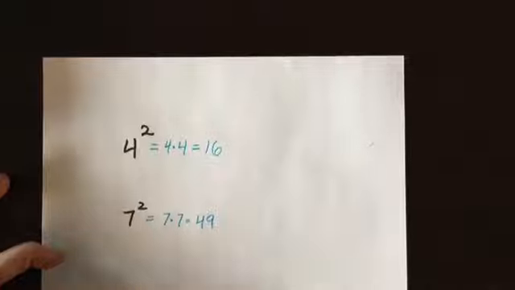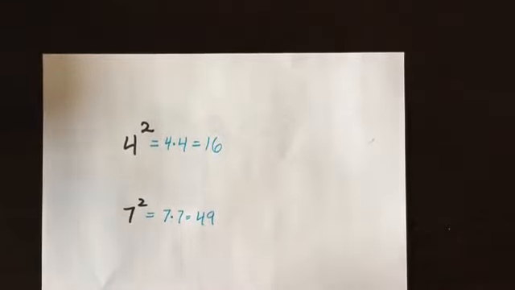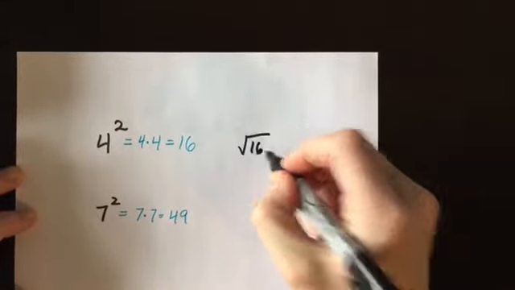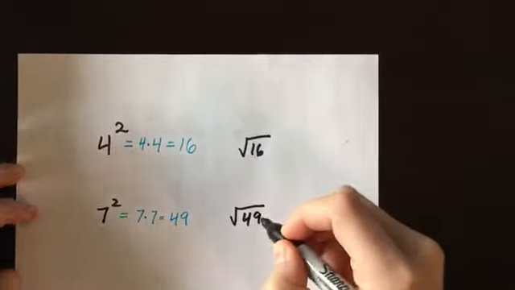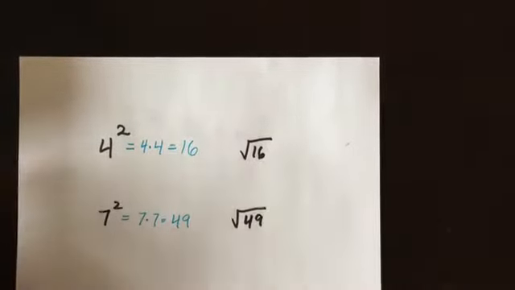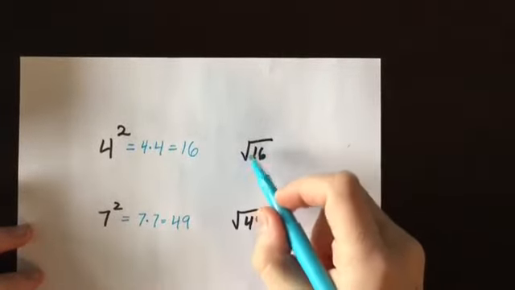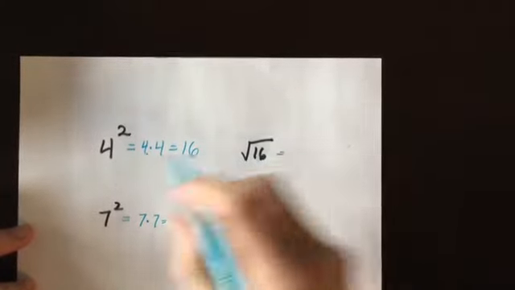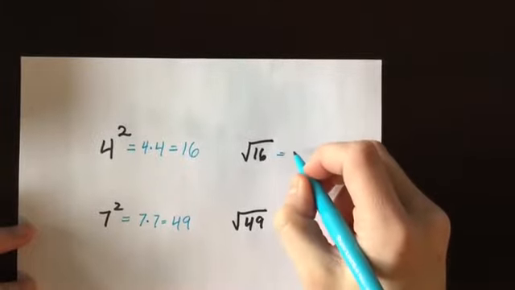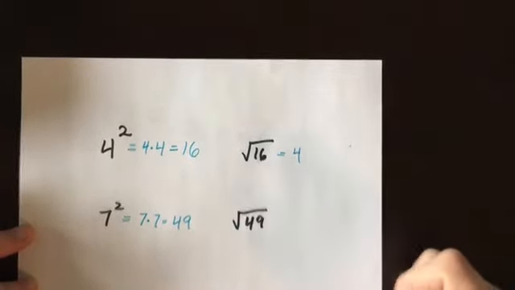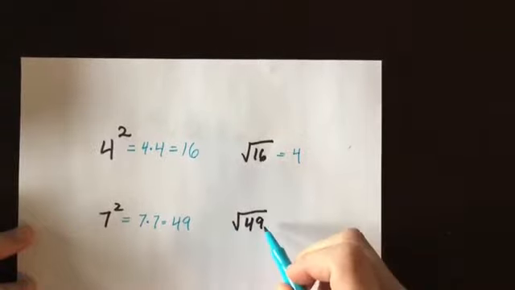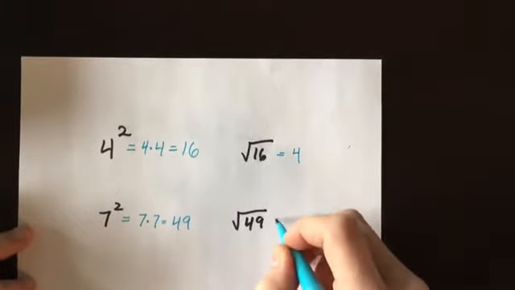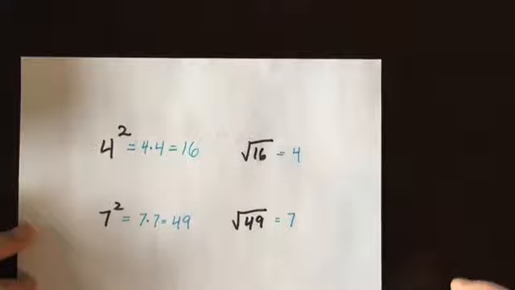Knowing our perfect squares helps our knowledge of square roots, the opposite of squaring a number. So if we want to know what is the square root of 16, or what is the square root of 49, that square root symbol called the radical is really telling us in math what number times itself gives us 16. And as we can see from here, 4 times itself is 16. So square root of 16 is 4. Likewise, square root of 49, what number times itself is 49? 7 times itself is 49, so square root of 49 is 7.